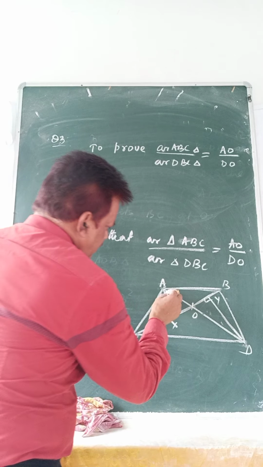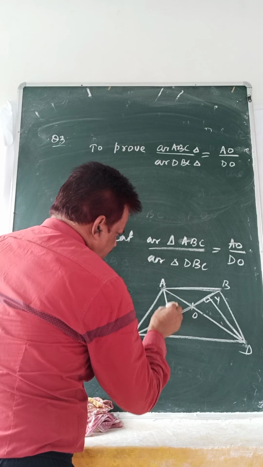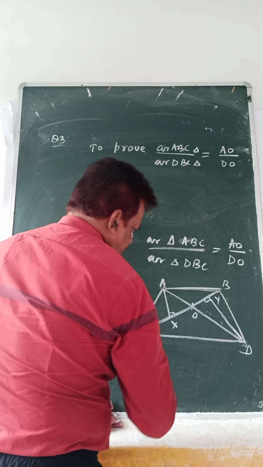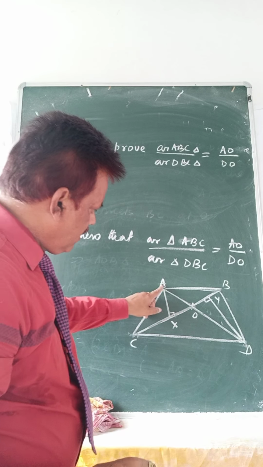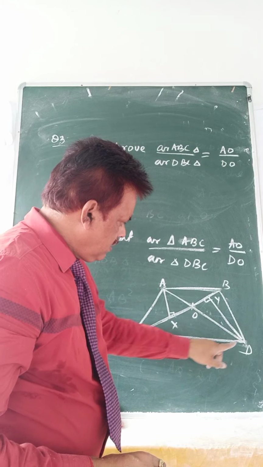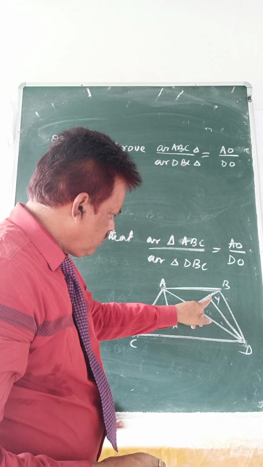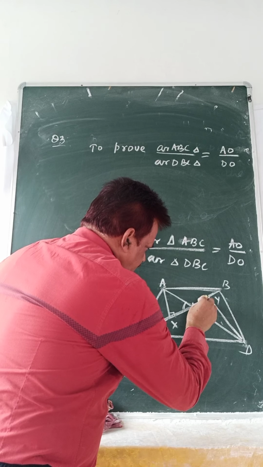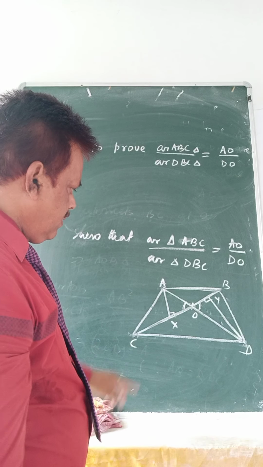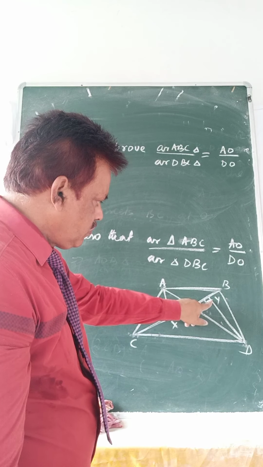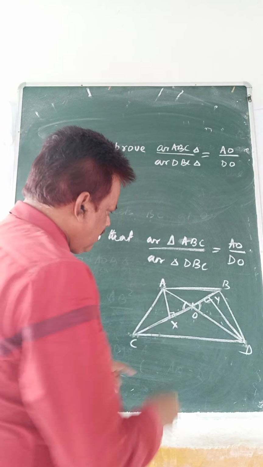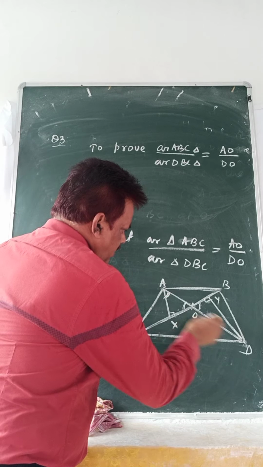Now look here. This triangle AXO and this triangle DYO. Vertically opposite angles are equal. Then angle X equals angle Y because 90 degrees. When two corresponding angles are equal, automatically this will also be equal to this one.